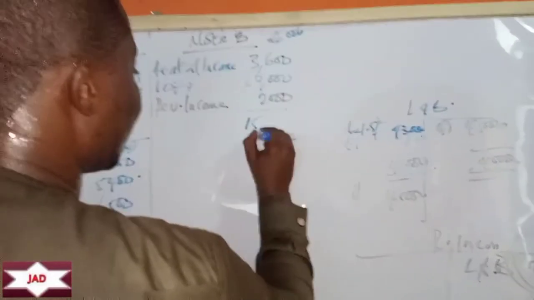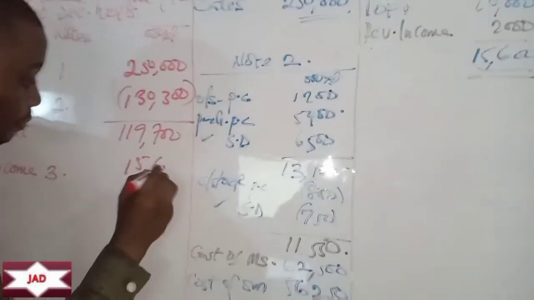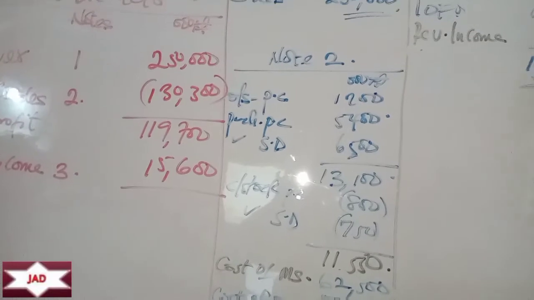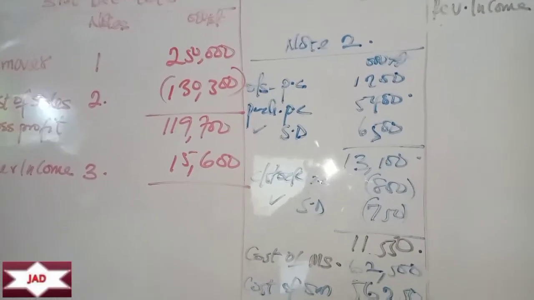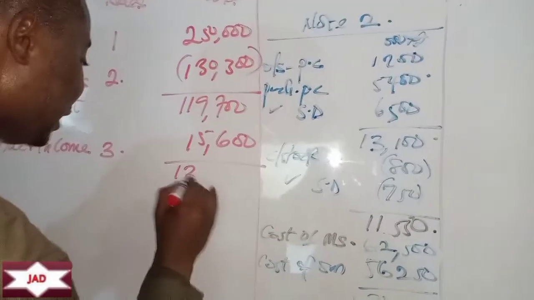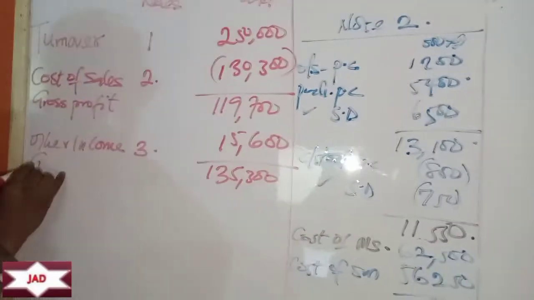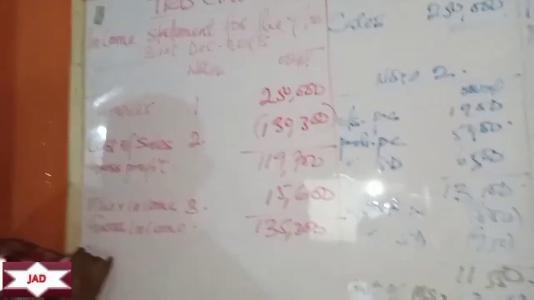15,600. Okay, so that means other income of 15,600. So if you add up 15,600 plus 119,700, you have 135,300. So this is your gross income.